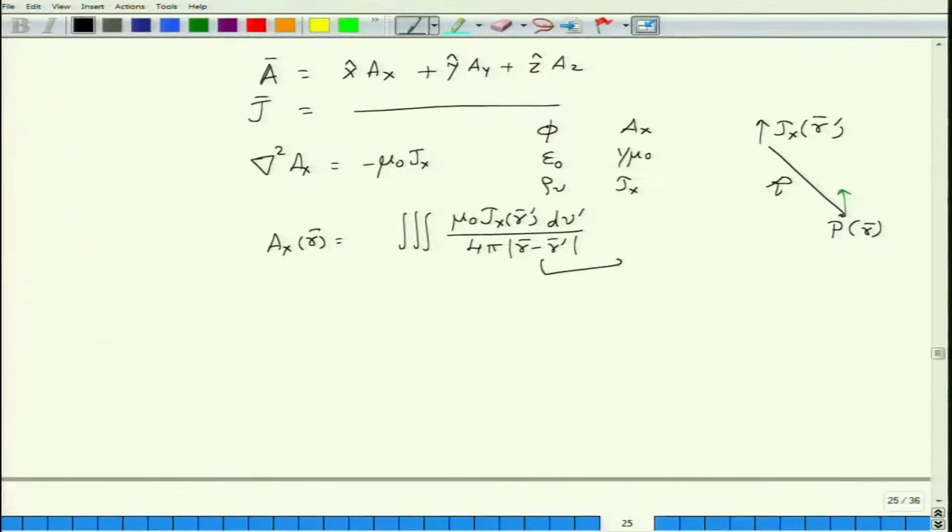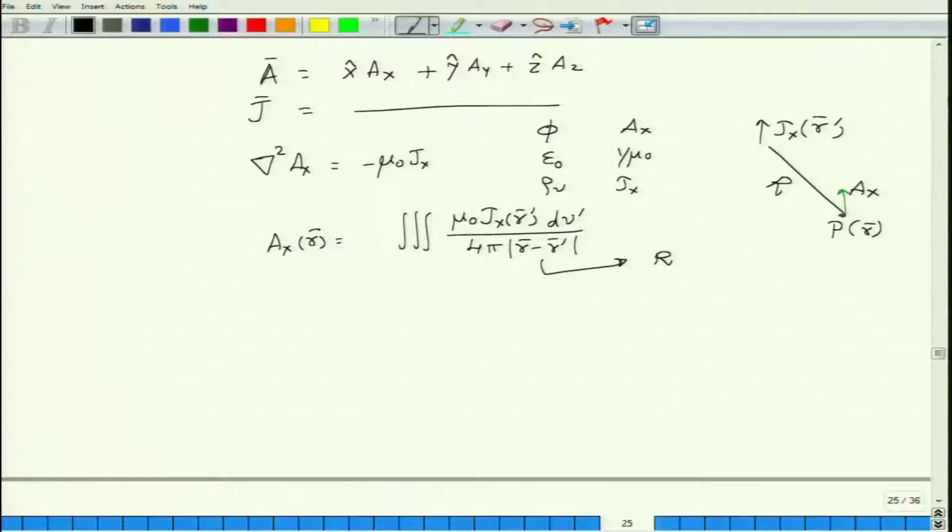So if I define this r minus r prime and denote it by r, which is the distance from the source point to the field point, then the magnetic vector potential will also be in the same direction as that of the current distribution.